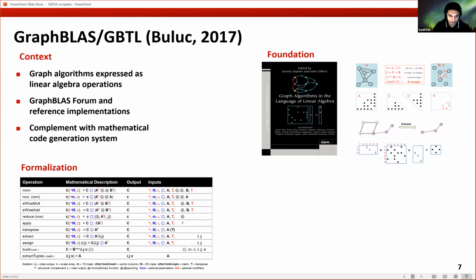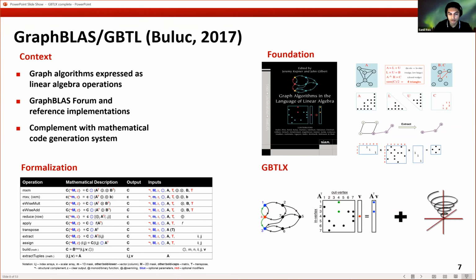And what makes the GraphBLAS API a good target for our work is that our code generation system Spiral is also based in linear algebra, which makes it a perfect fit to capture and optimize graph applications that utilize this API. Finally, our work GBTLX is an extension of GBTL that performs the pre-processing necessary for actual Spiral code generation. And so this is saying GBTLX is GBTL plus Spiral.